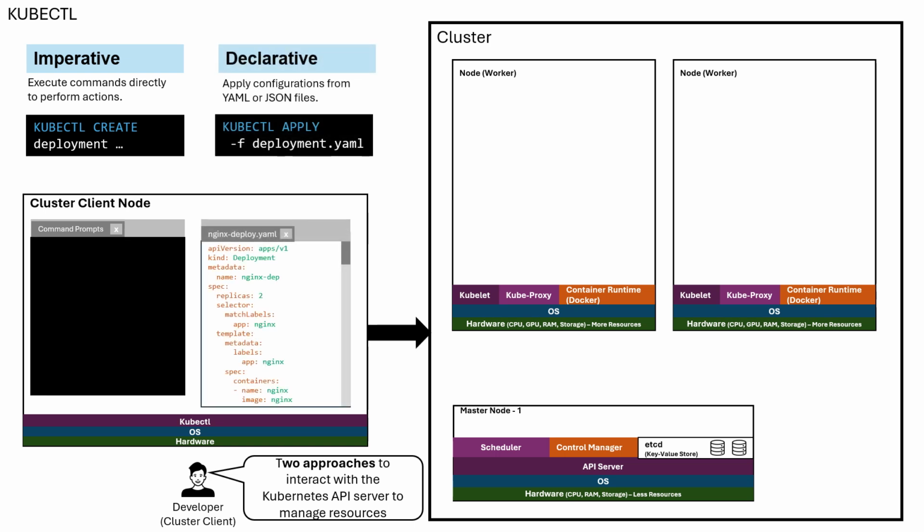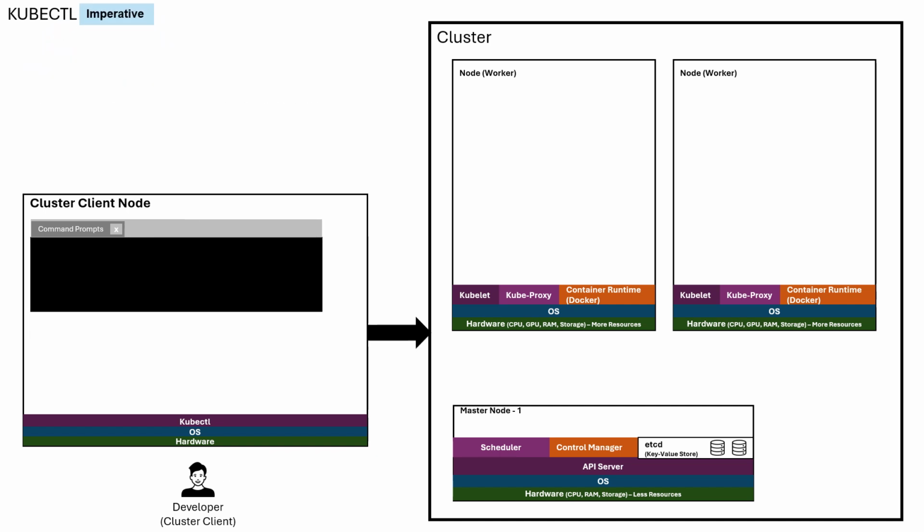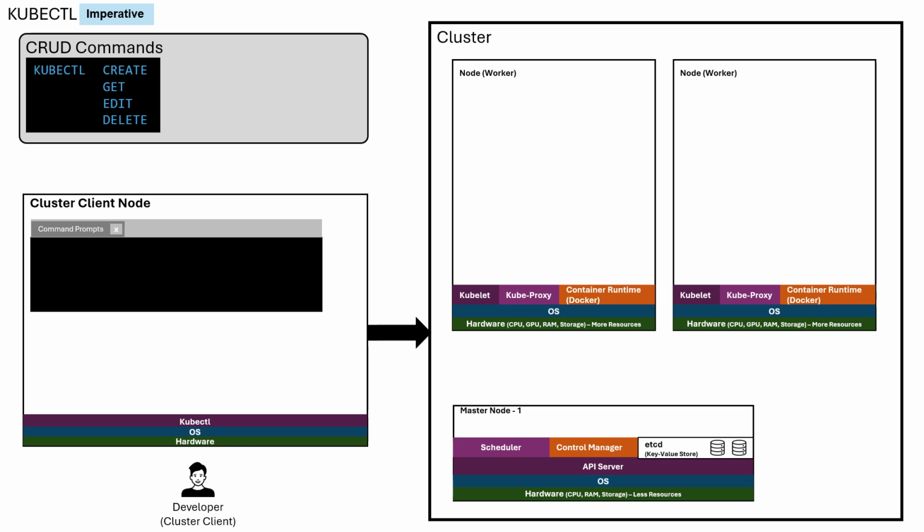For more details, you can go with the declarative approach. Here, you define everything in a YAML file and let Kubernetes handle it. For example, you'd create a YAML file for a deployment and then tell Kubernetes to apply it with the apply command. Let me first show you the CRUD commands you can use with the imperative approach, like create, get, edit, and delete. Plus, you've got debug commands like logs and exec to check what's going on inside your pods.